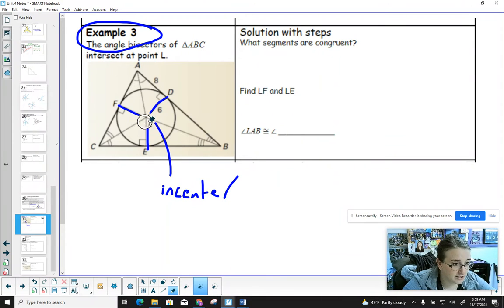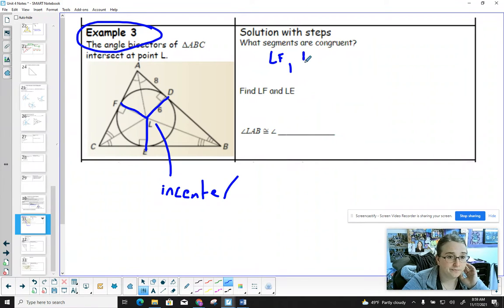So I'm going to erase this so you can see, but you can see your picture there. Go ahead and name those 3 segments. These 3, again, are the ones that are going to be congruent. What are their names? Well, we've got LF or FL. You've got LD. And you've got LE. These 3 are congruent. So with that knowledge then, this is pretty easy.